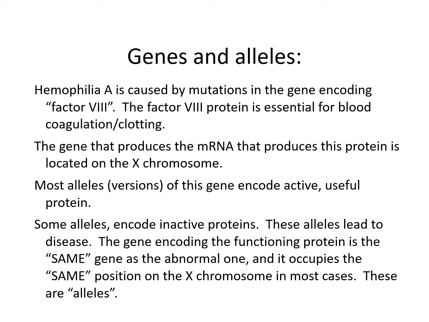Now, most examples of the X chromosome contain active versions of this gene that produce the active, useful protein that we need to have proper blood clotting. Some alleles of this gene encode inactive proteins, and those are the ones that lead to disease. It's the same gene that's abnormal, and its deficiency results in disease. It is allelic to the wild-type allele, which encodes the active protein, and that's what occurs on most copies of this X chromosome.